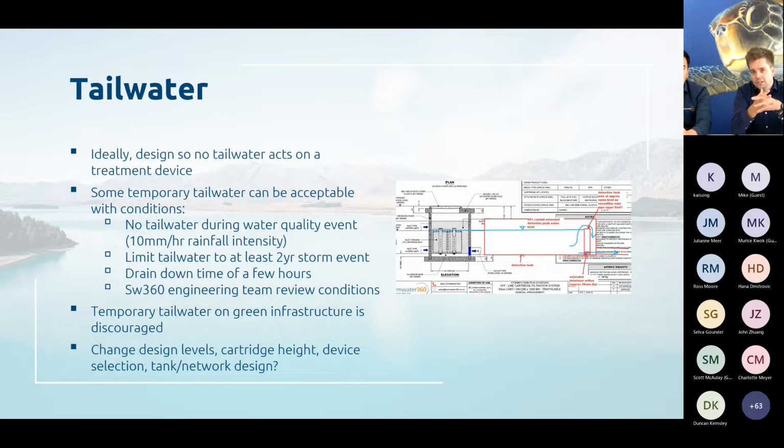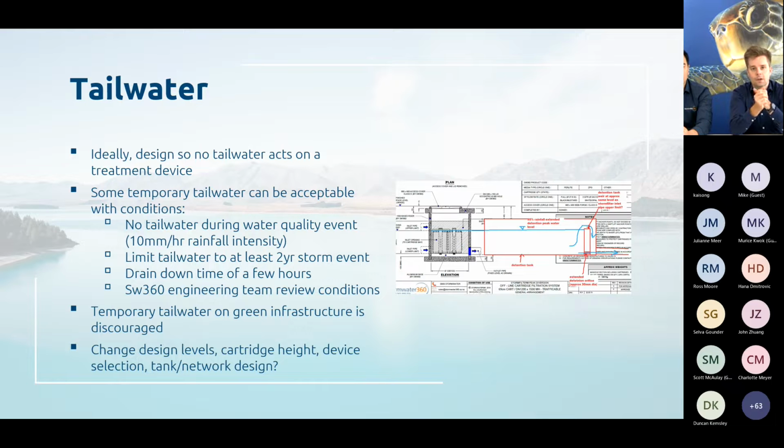Of course, for sites in Christchurch, sites that are very flat, sites that have a very shallow connection or that maybe are doing curb discharge, it's not always easy to completely mitigate the effects of tailwater on a proprietary treatment device. Ideally, we would design so there's no tailwater acting on the treatment device, but sometimes tailwater can be acceptable with a few conditions. The first one is that there is no tailwater occurring onto the filter during the water quality event.